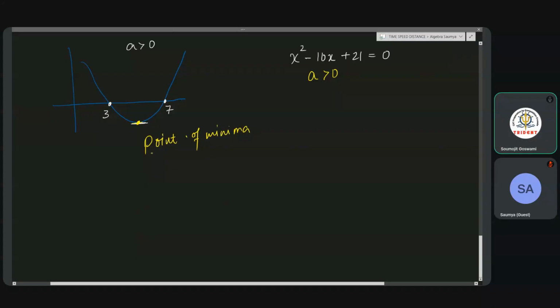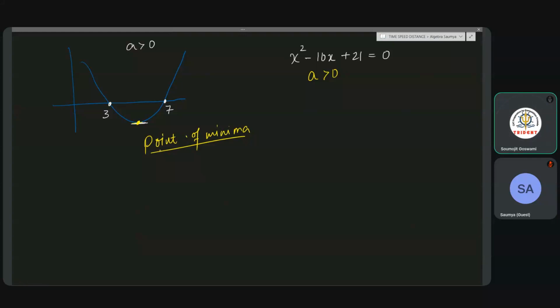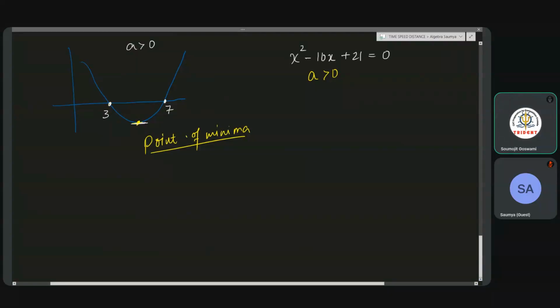So anytime, Soumya, let's say the question is asked: find the point of minima of this quadratic equation. I don't remember the formula. Forget about the formula. You know the idea. The idea is it is always going to be exactly in the middle of the two roots. Okay, it will be on the line of symmetry, exactly in the middle of the two roots.